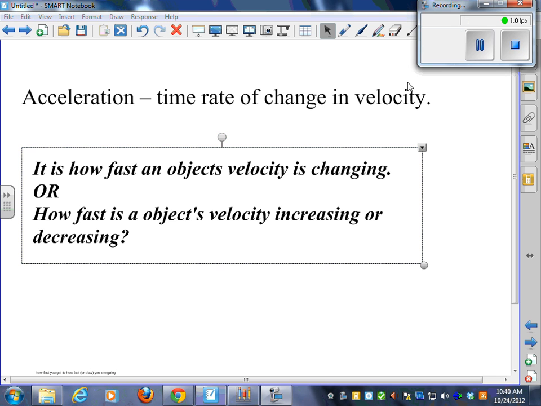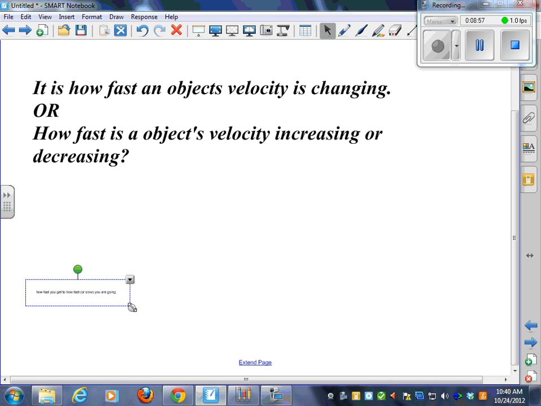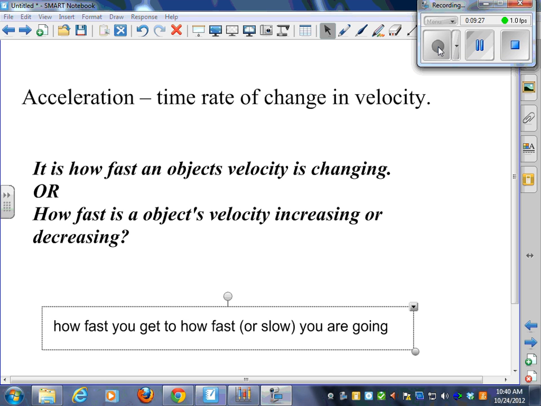Okay. All right, I got some more small print down here. Here it is in maybe another format. It's how fast you get to how fast or slow that you are going. How fast you get to how fast you are going. Okay? Now, let me just see what's on the next slide here. How fast you get to how fast or slow you're going, right?